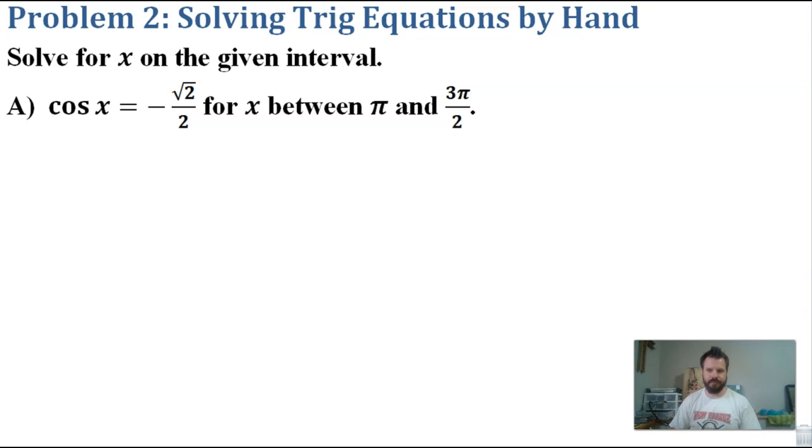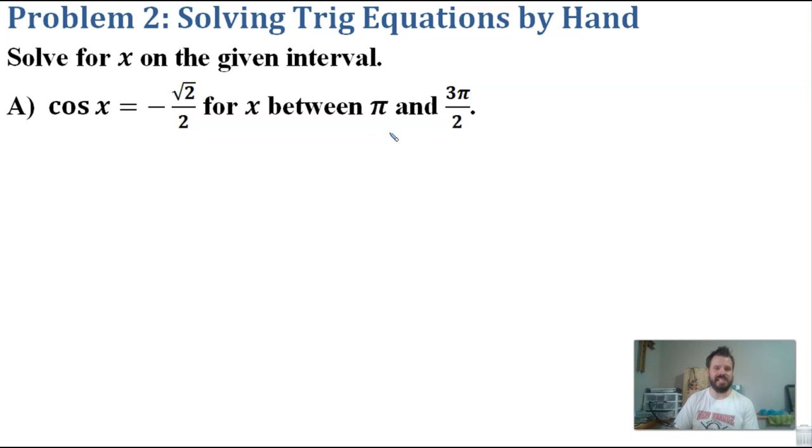Pop back in here. All right, on to problem 2. Problem 2, we're just going to do the exact same thing, solve some simple trig equations, but this time do it by hand without a calculator and come up with exact solutions instead of rounded solutions. Okay, so problem 2, solve for x on the given interval. I want to know what x value makes cosine equal to a negative root 2 over 2, for x between pi and 3 pi over 2.